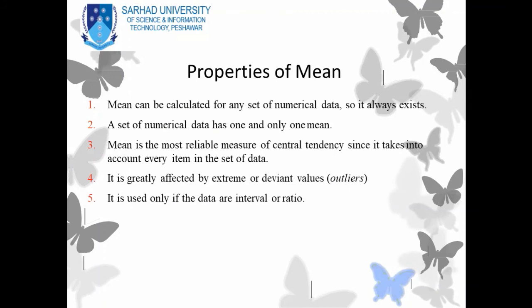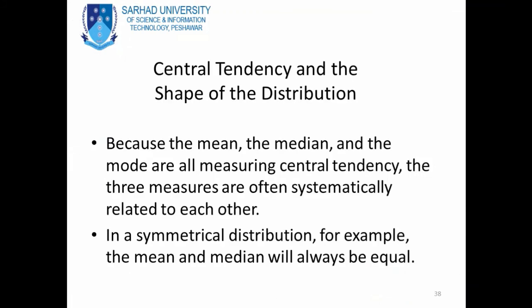Similarly, properties of mean. Mean can be calculated for any set of numerical data, so it always exists. A set of numerical data has one and only one mean. Mean is the most reliable measure of central tendency since it can take into account every item in the set of data. It is greatly affected by extreme or deviant values, outliers. It is used only if the data are interval or ratio.